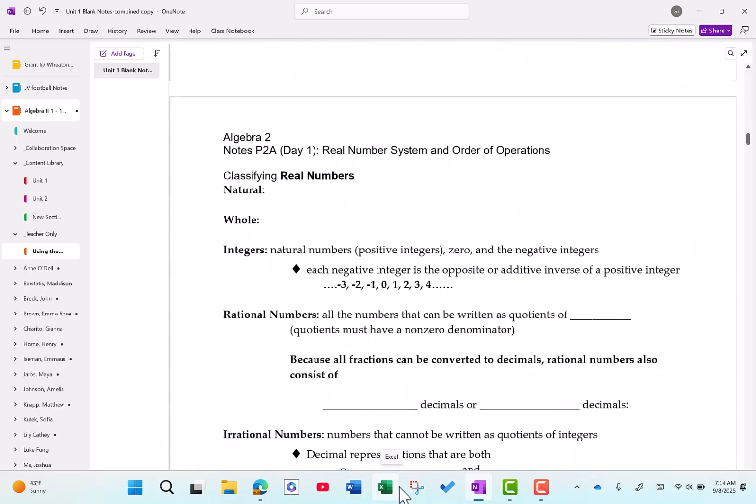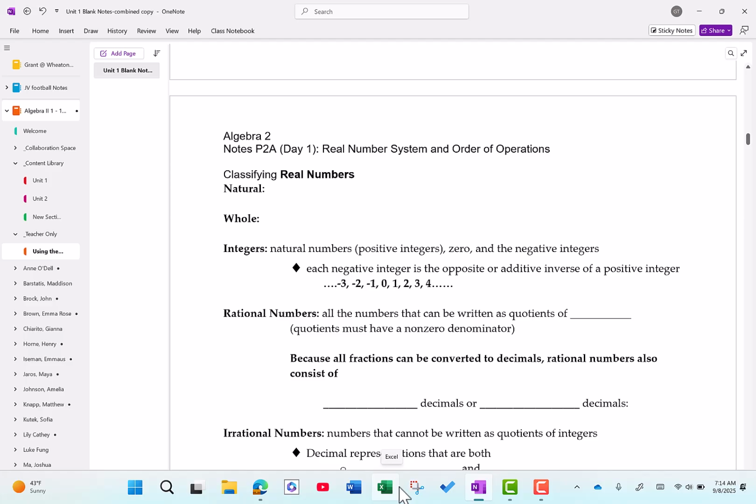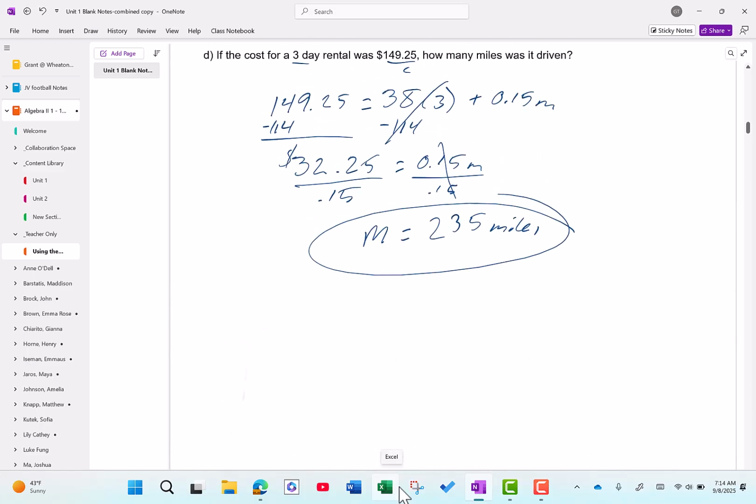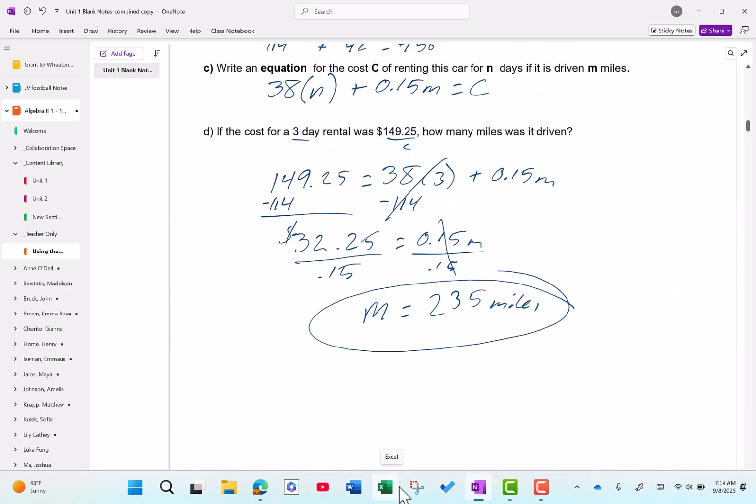Our next notes are going to be talking about order of operations, PEMDAS: please excuse my dear Aunt Sally. And then the real number system, to make sure that these words like whole numbers, natural, real, irrational make some sense, because they're words that aren't going away and you're going to see them for the rest of your Algebra 2 life.